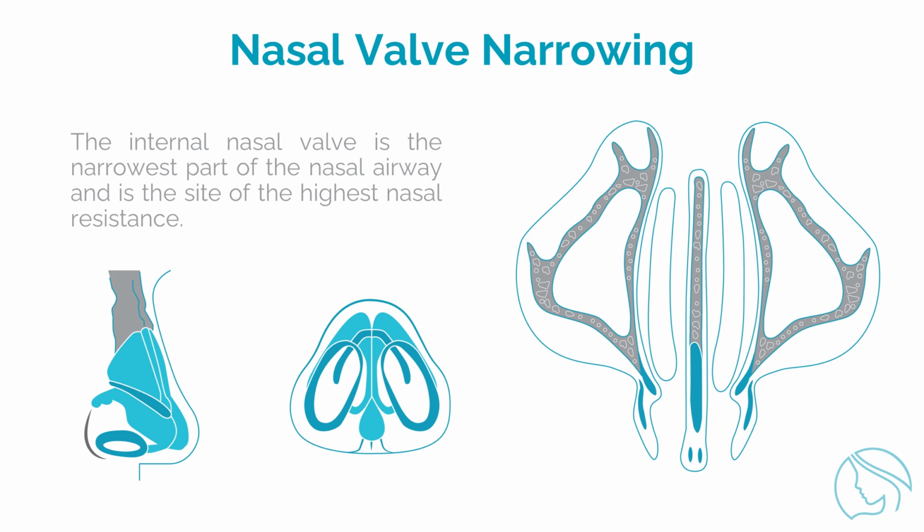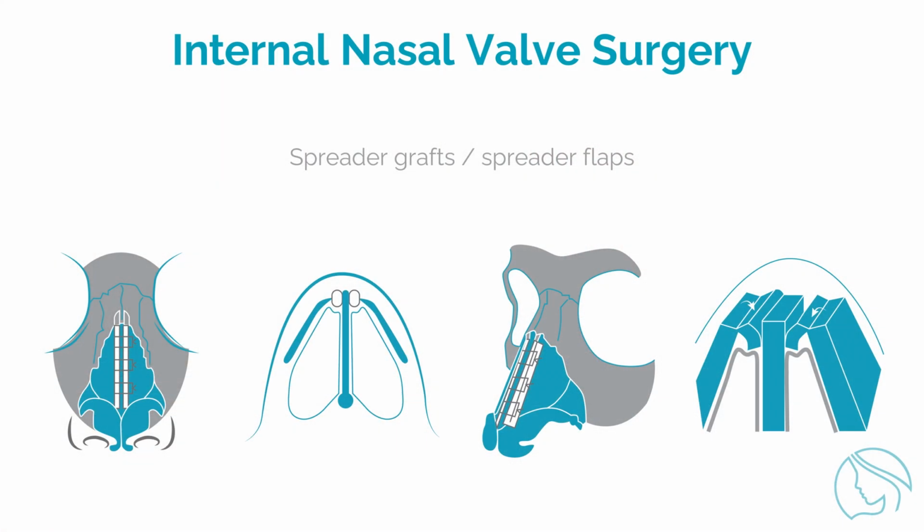So you have to have in mind that when treating nasal obstruction, this part must be addressed also. Internal nasal valve surgery. There are different types of surgical procedures which can be done to make the breathing easier if the cause is internal nasal valve collapse. So in this slide, you can see types of grafts or flaps, so-called spreader grafts or spreader flaps.